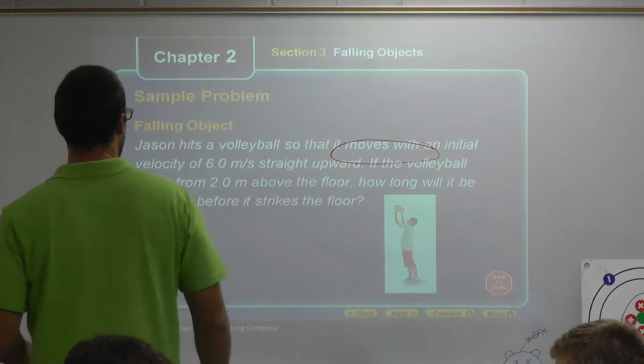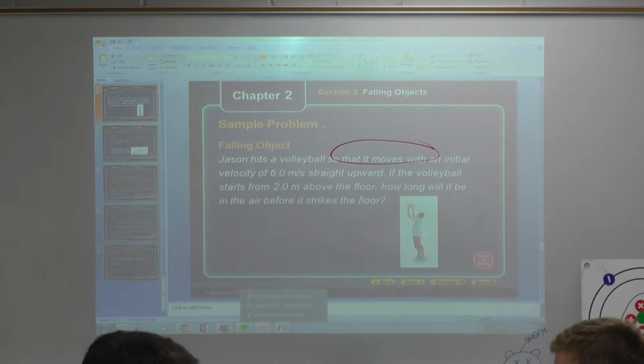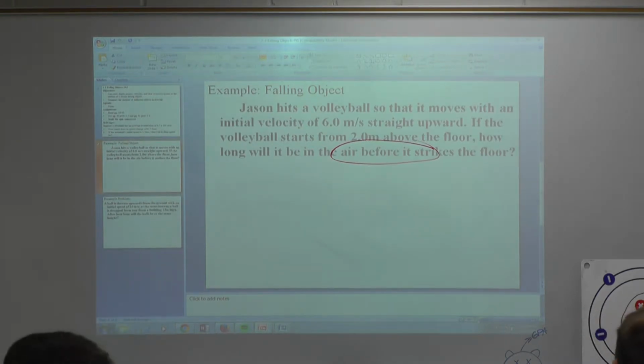Can you zoom in and distort this? Okay, let's do a couple problems. I don't want to get too far ahead.